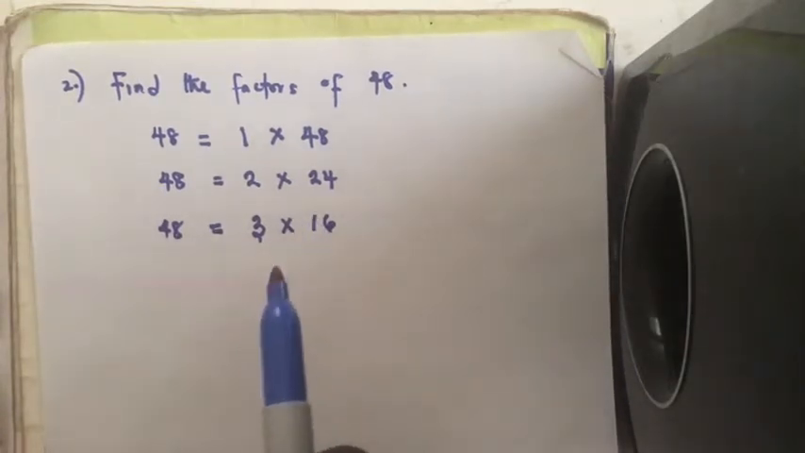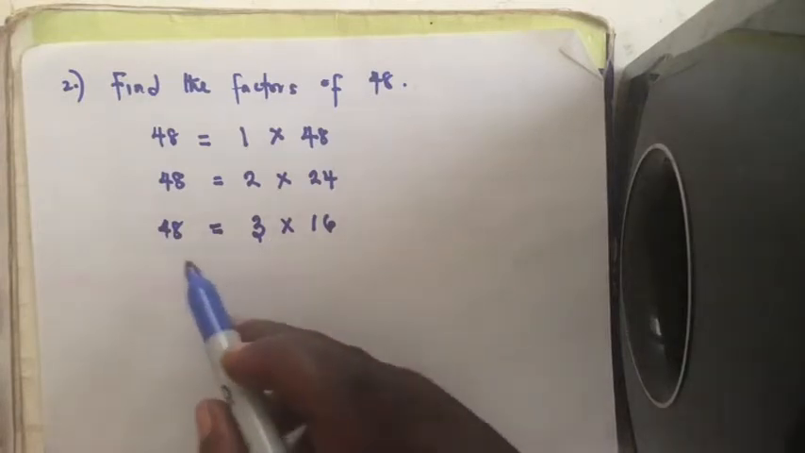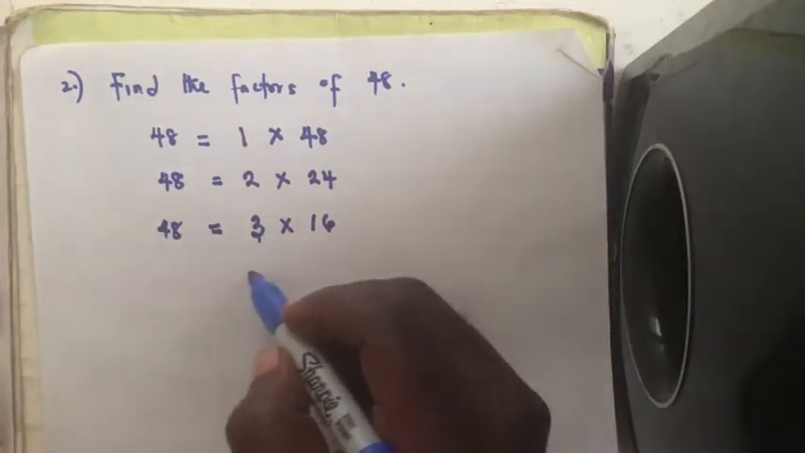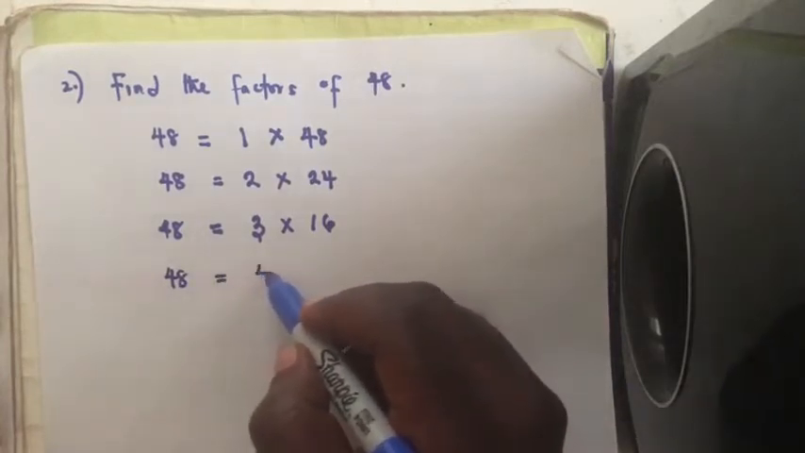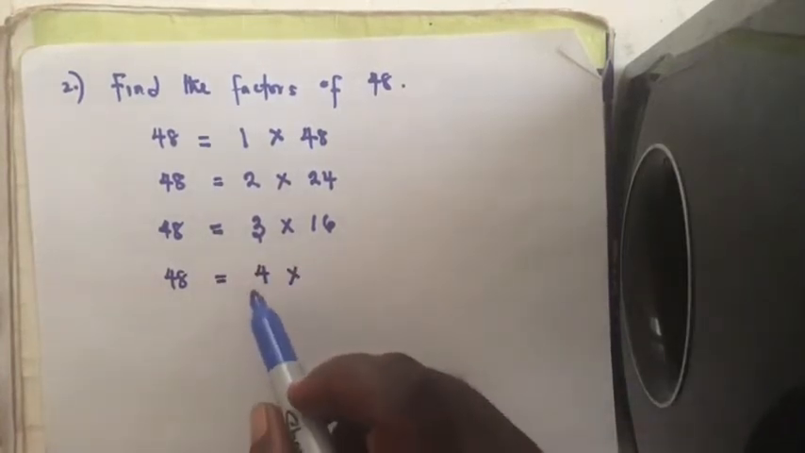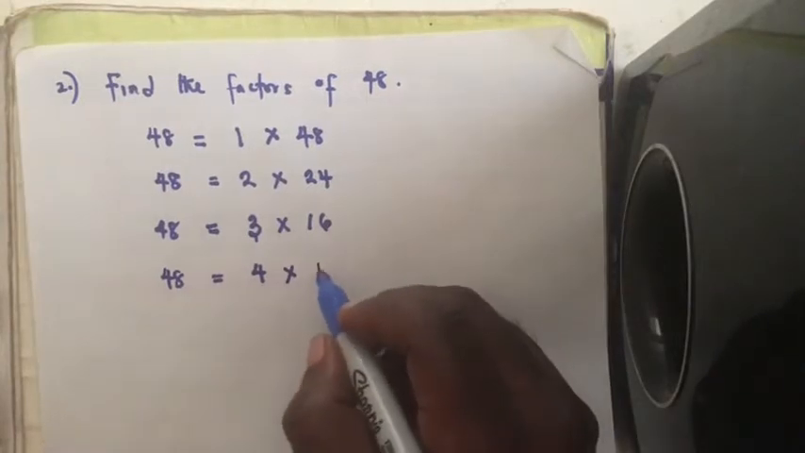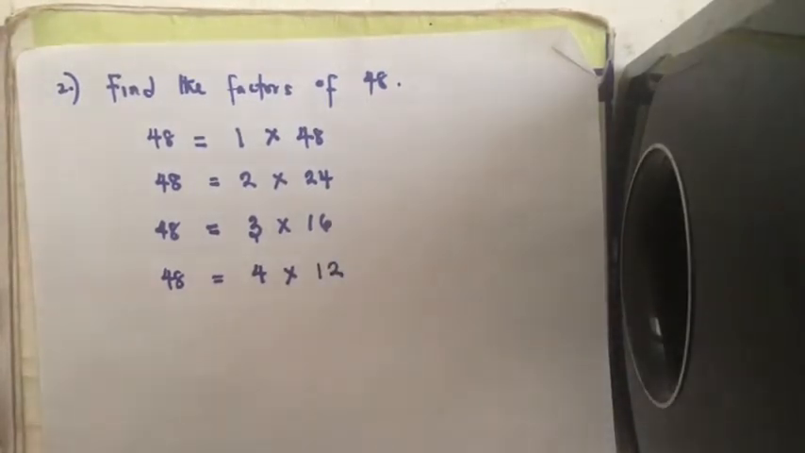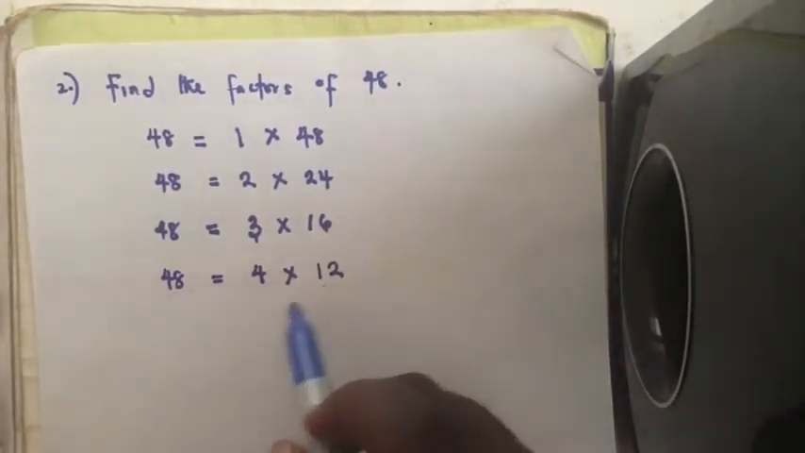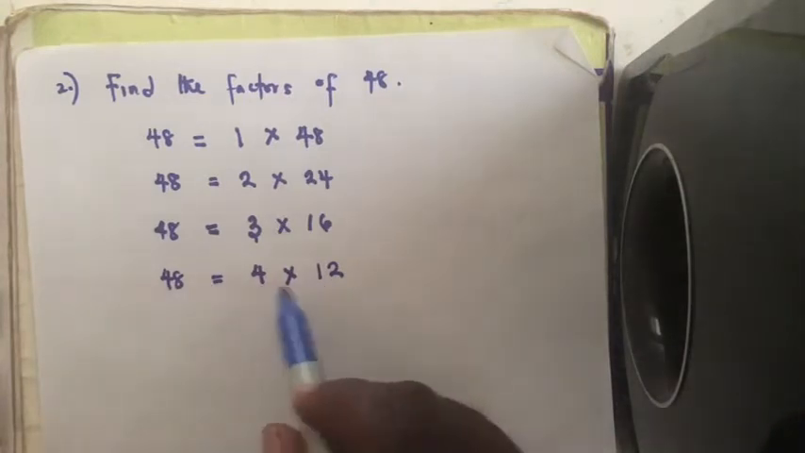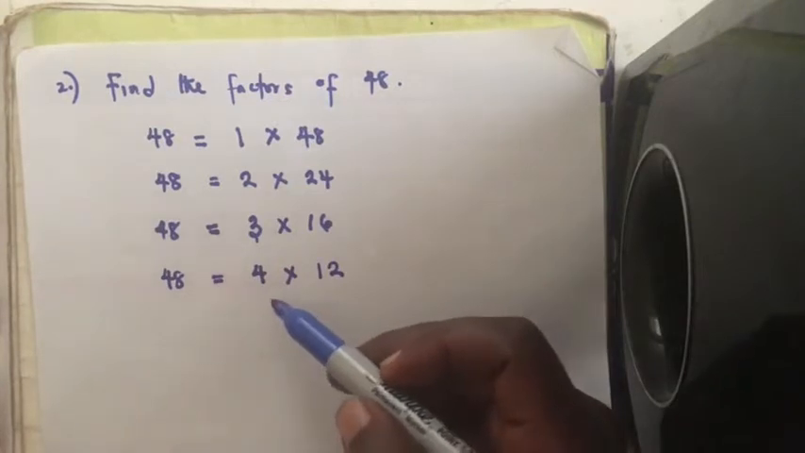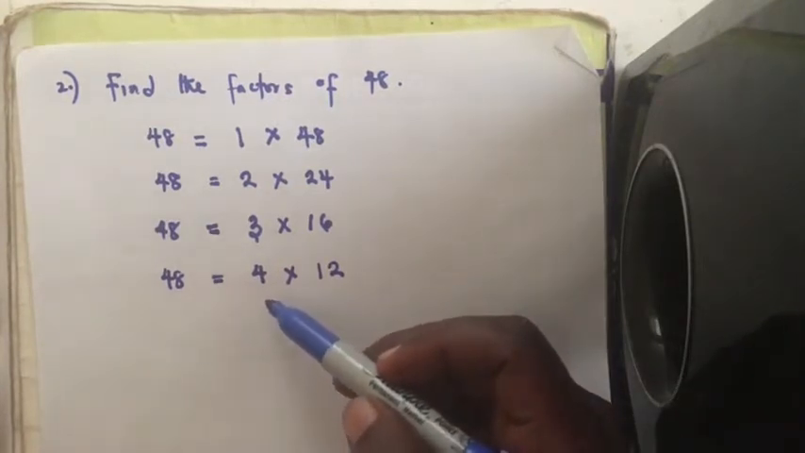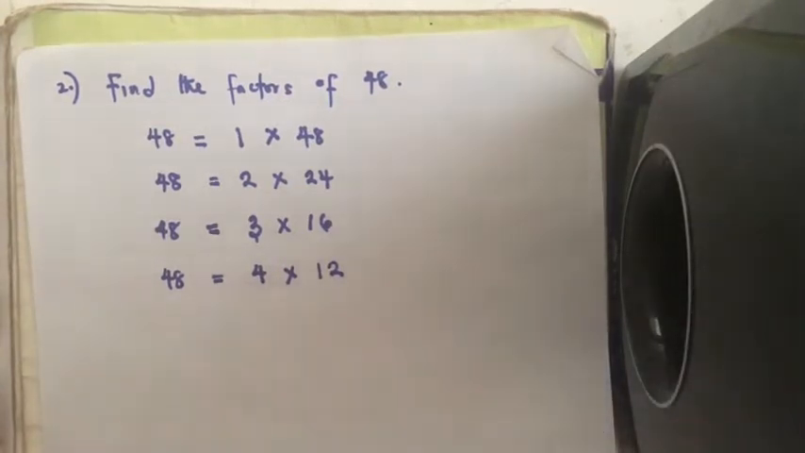After 3, the next digit is 4. 4 is a factor of 48. So if I write 48 here equals, this will be 4 times what will give me 48 is 4 times 12. Yes, because 4 in 4 is 1, 4 in 8 is 2, or 4 times 2 is 8, 4 times 1 is 4. Can you see that?